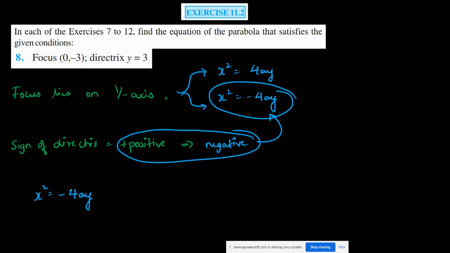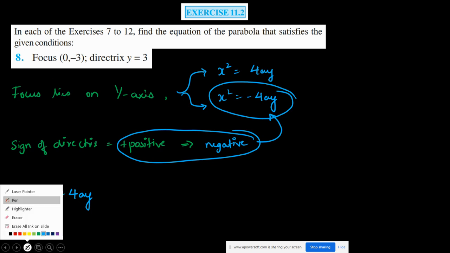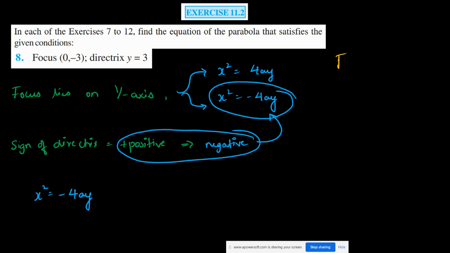What is going to be the value of a? The focus is already given: the focus is (0, -3), right? For the equation x square = -4ay, the focus is going to be (0, -a).